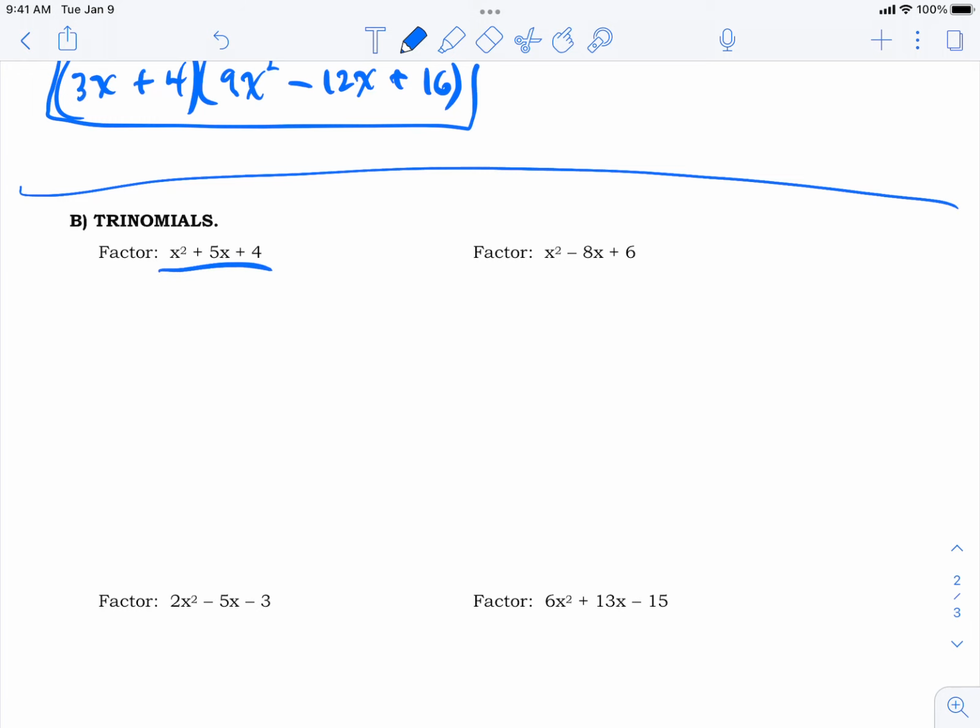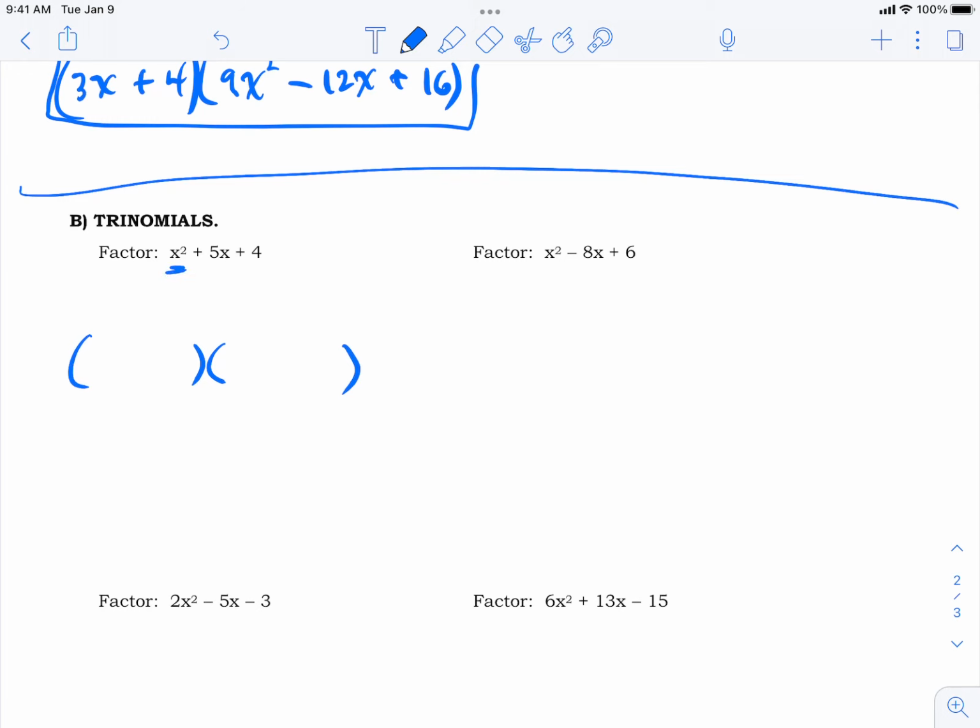But how do you factor that? X squared plus 5x plus 4. The first thing you do is you assume that somebody must have FOILed something to get that. Now when you FOIL, of course, you go like this: this times this, this times this, this times this, this times this, right? That's how you FOIL.